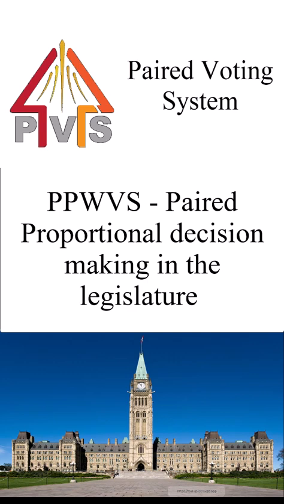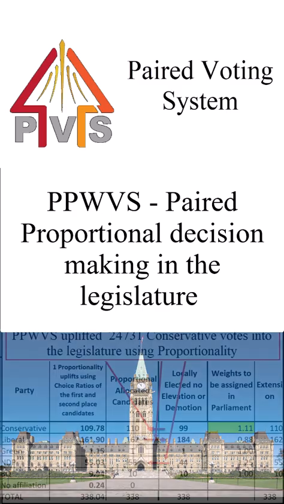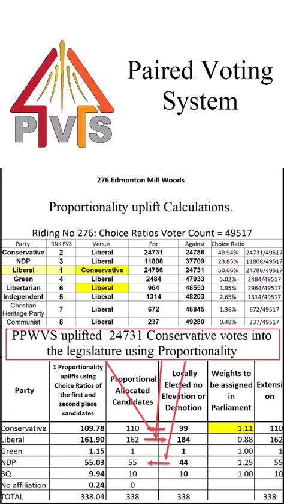Welcome to PVS, Paired Voting System, with an introduction to PPWVS. This video traces the steps to set up a legislative decision on IAP, International Aid Program, spending levels from less than 0.4% to more than 2%. The first step consists of a general election using PVS. The Canadian election of 2015 set the basis for this example.